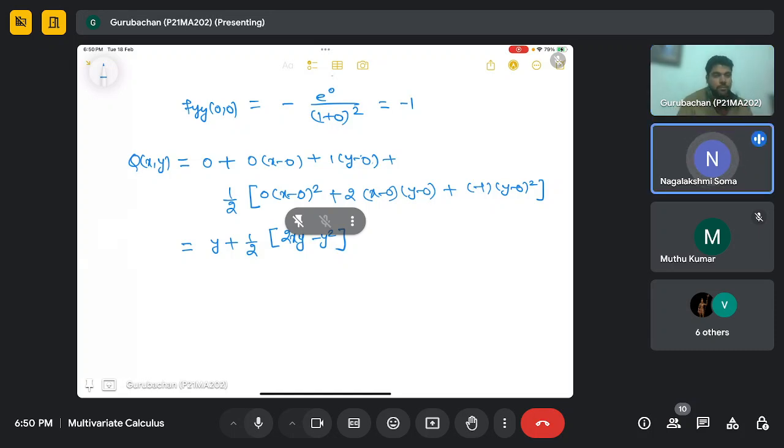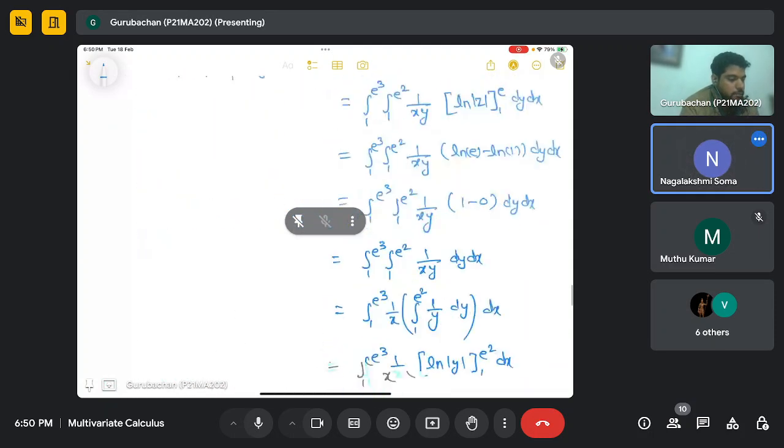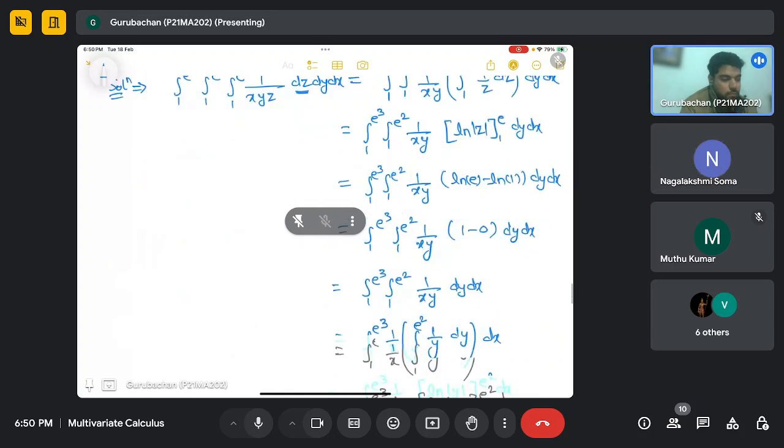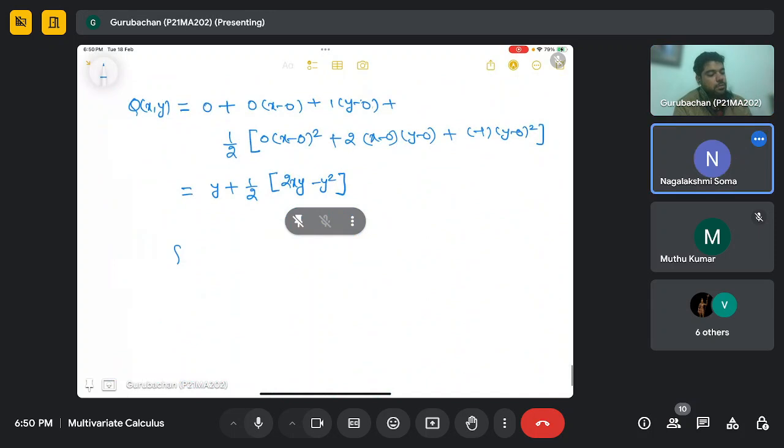Yes, please. I have one doubt. Yes, please. The triple integral value. What is the triple integral value? Integral 1 to 2. Not this problem, another problem. Okay. Integral 1 to 2. Integral 1 to e square. Integral 1 to e. 1 by x square yz. Like dx dy dz.